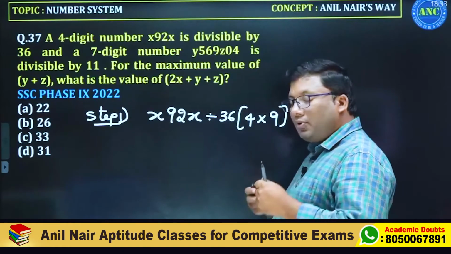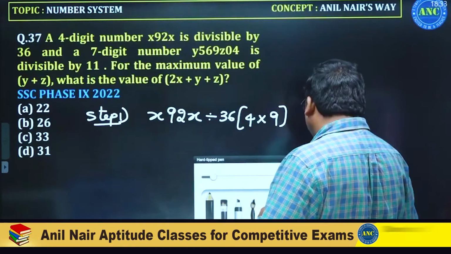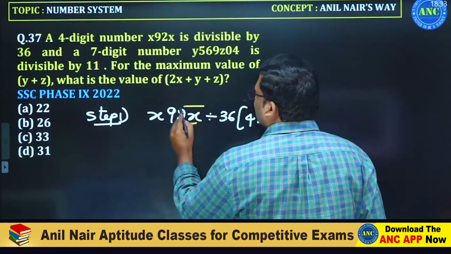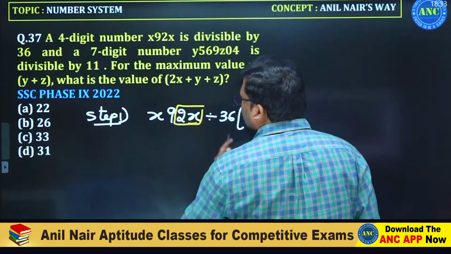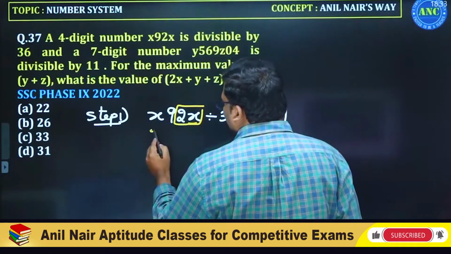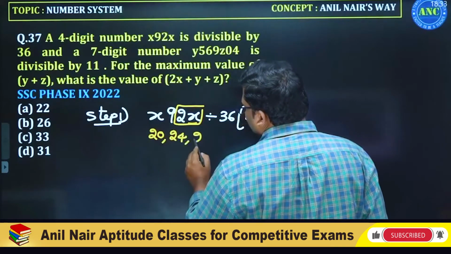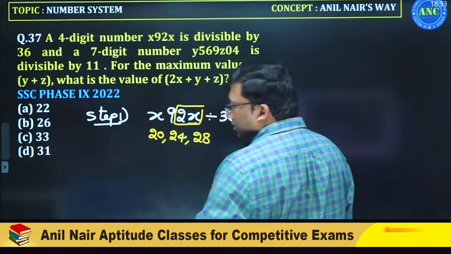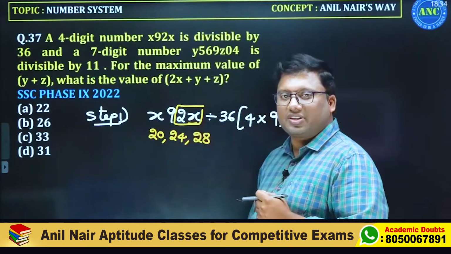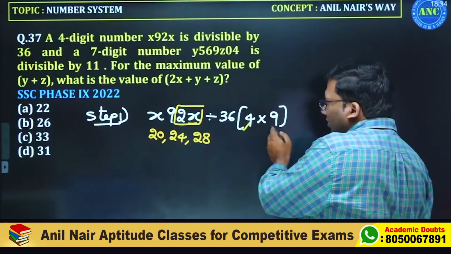If it is a composite number, I need to write the number as a product of two coprimes. First, the number should be divisible by which number? 4. Divisible by 4 means x will become 20, 24, 28. Am I right? The tens place is 2, fixed.